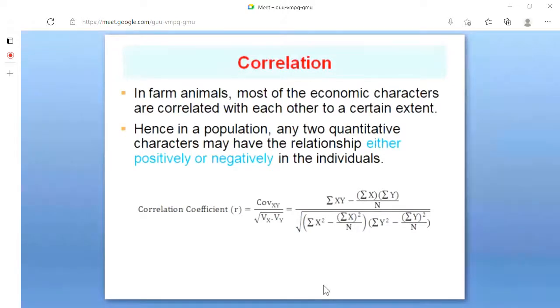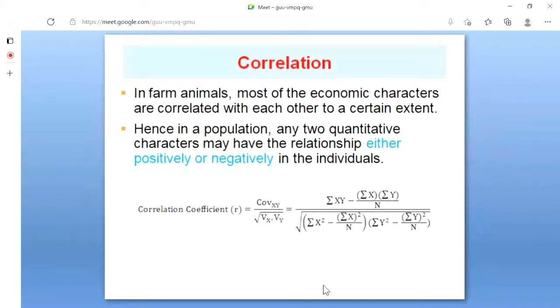Now coming to the last genetic parameter, which we call the genetic correlation. If you look at farm animals, most of the economic traits are correlated with each other to a certain extent. Most of the traits are correlated to each other. Hence, in a population, any 2 quantitative characters may have a relationship, either positive or negative, in the individuals.